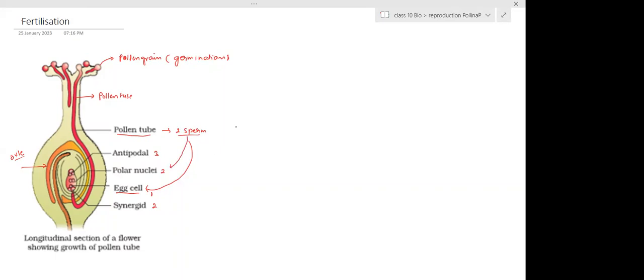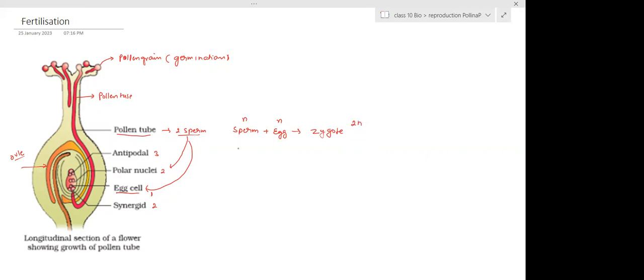So when the sperm fuses with the egg, after fusion it makes the zygote. This structure is called the zygote. Clear? The egg is a haploid cell, meaning there is a single chromosome set. A sperm is haploid, with a single chromosome set, but the zygote has two sets of chromosomes.